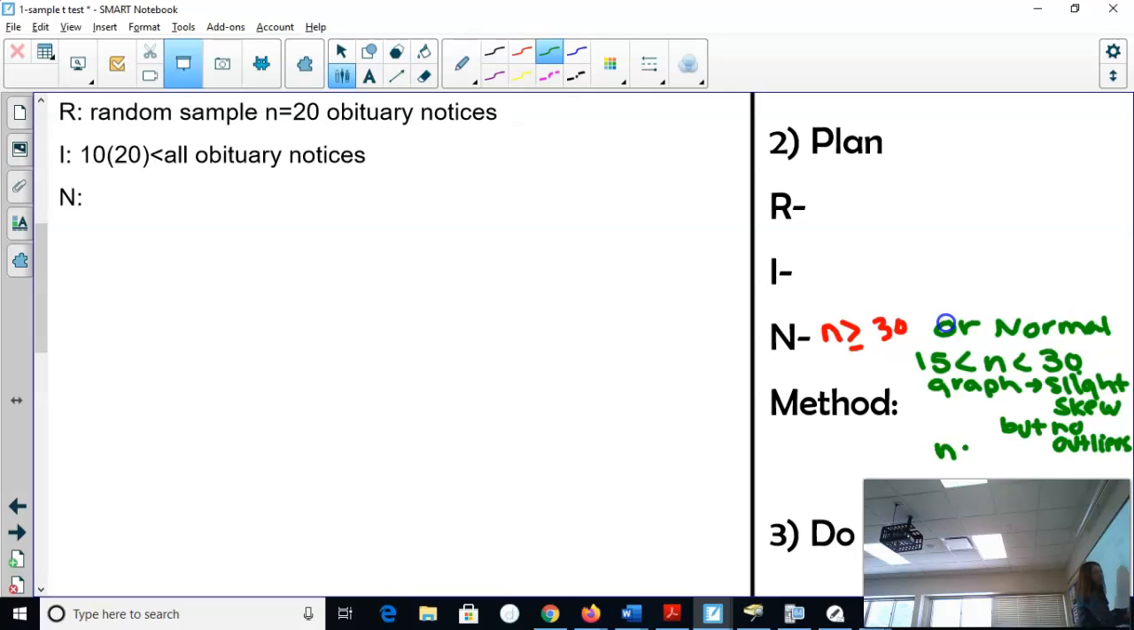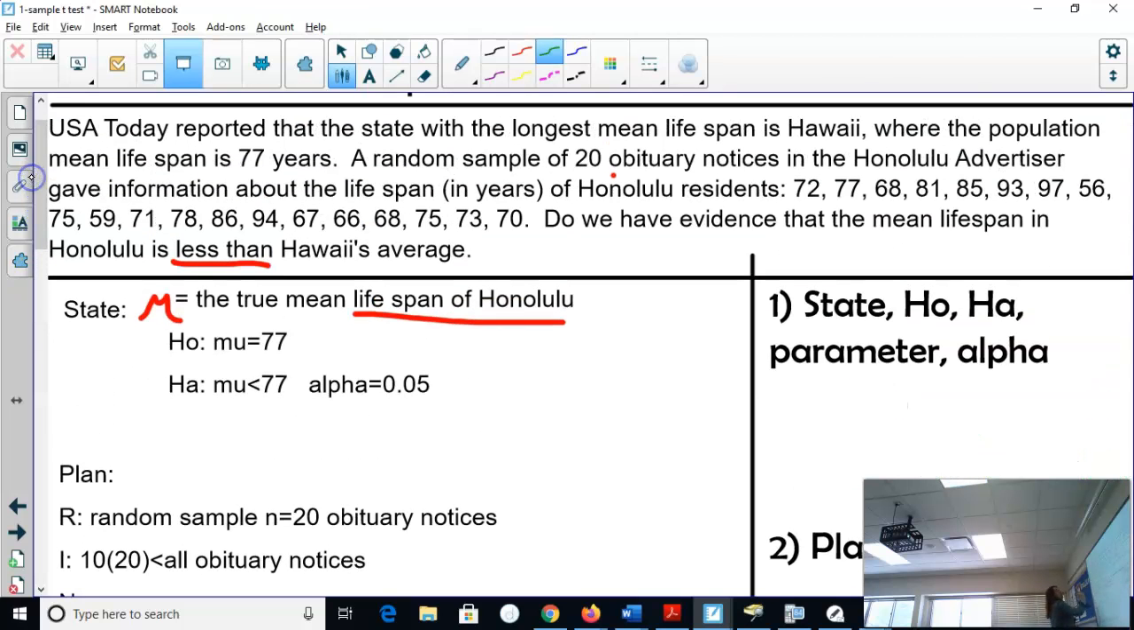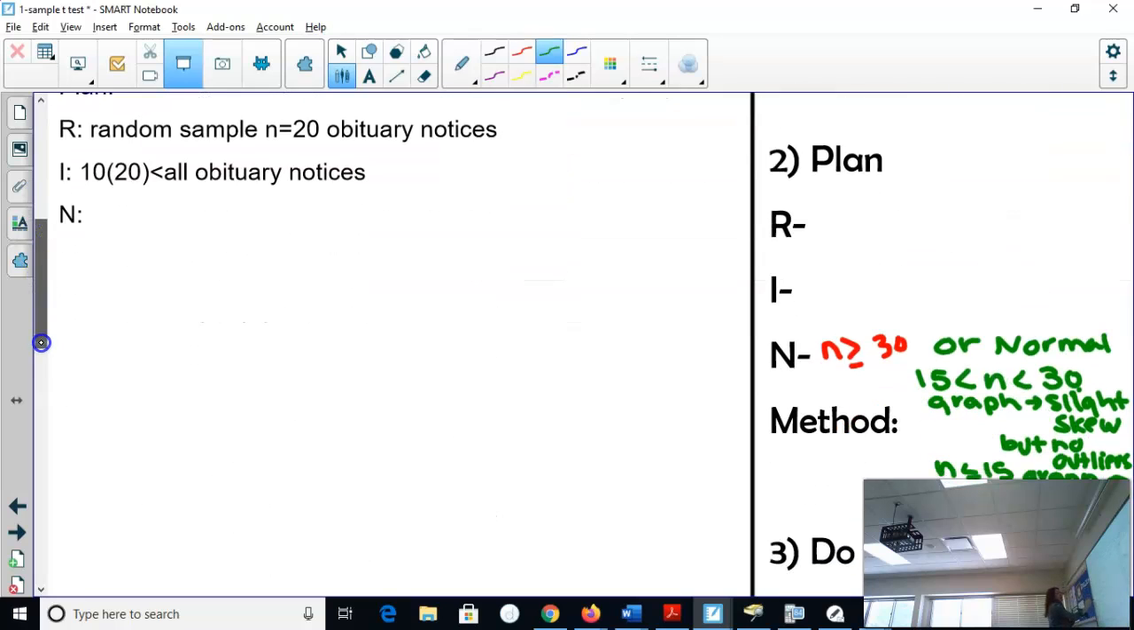Well, what if n is less than or equal to 15? Then again, I want to graph the data, and I want a symmetric distribution. Again, no outliers as well. We have a sample size of 20. That is not greater than or equal to 30, so we're going to have to graph it.